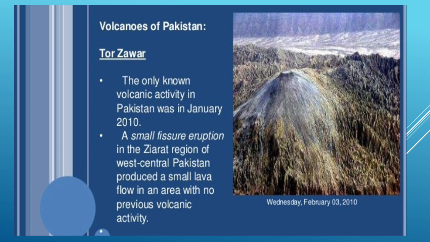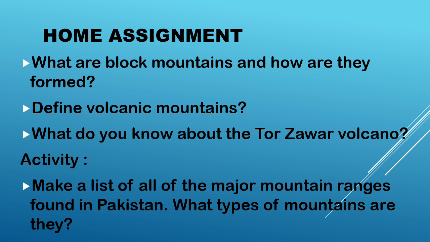A small fissure eruption in the Ziyarat region of West Central Pakistan produced a small lava flow in an area with no previous volcanic activity. That was the first time it happened in Pakistan, as we know.